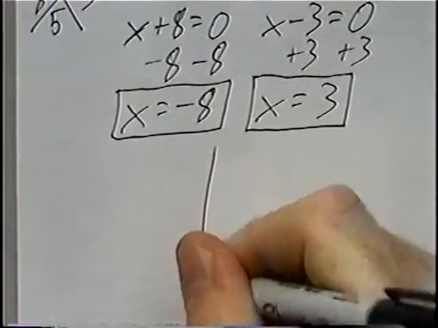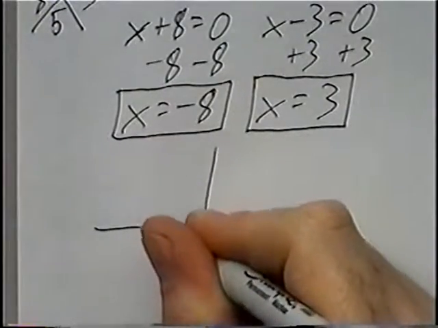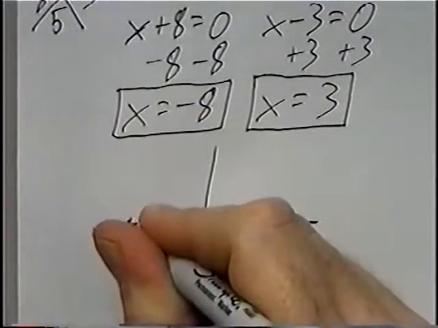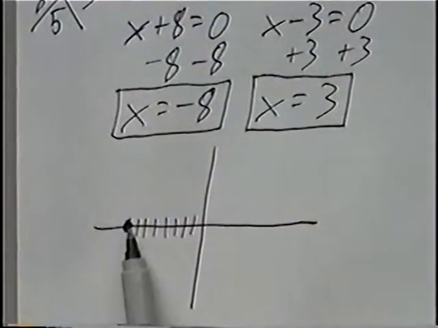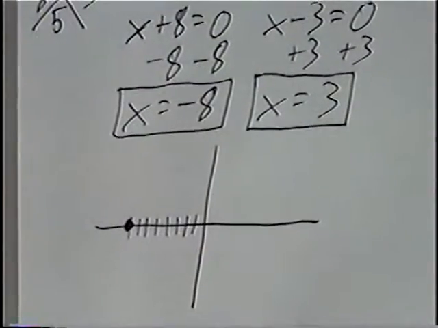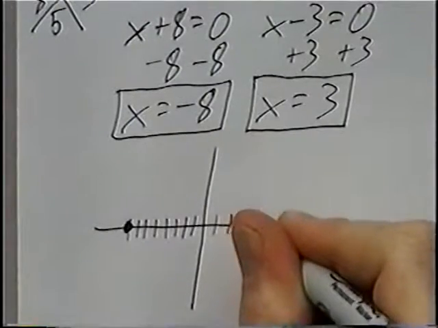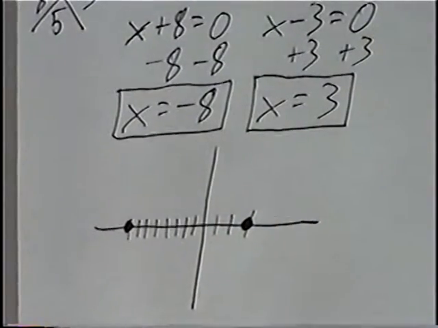Drawing the xy axis. Our first answer, x equals negative 8. We can go out to negative 8 on the x-axis. And since x equals negative 8 makes the equation 0, the y value would be 0. And x equals 3. Since 3 makes the equation 0 or is a solution, that also makes y equal to 0.